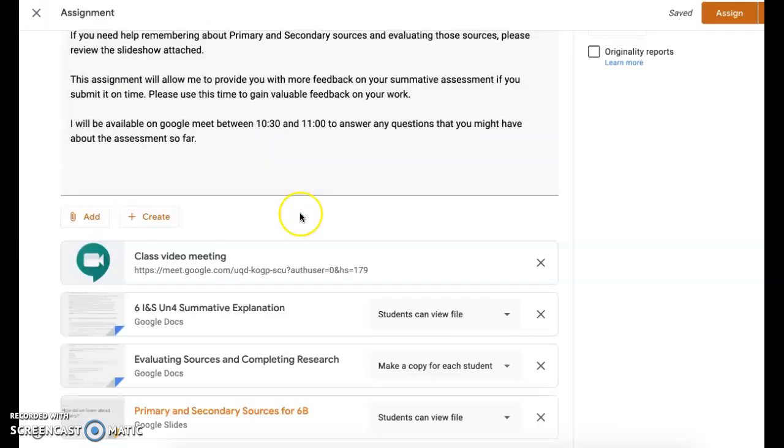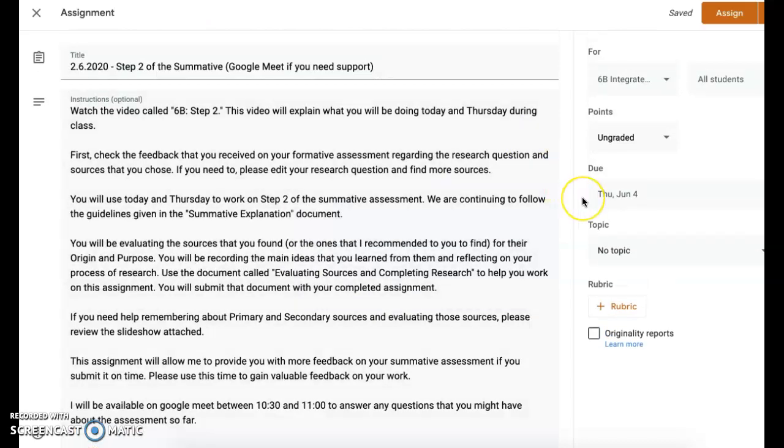So this is what I need you to complete by Thursday. And then on Friday and Tuesday, we'll complete the final stages of our project. But by Thursday, you need to be sure that you have evaluated all of your sources, that you have summarized all of your research and completed all of your research. You'll be submitting that here on Google Classroom.